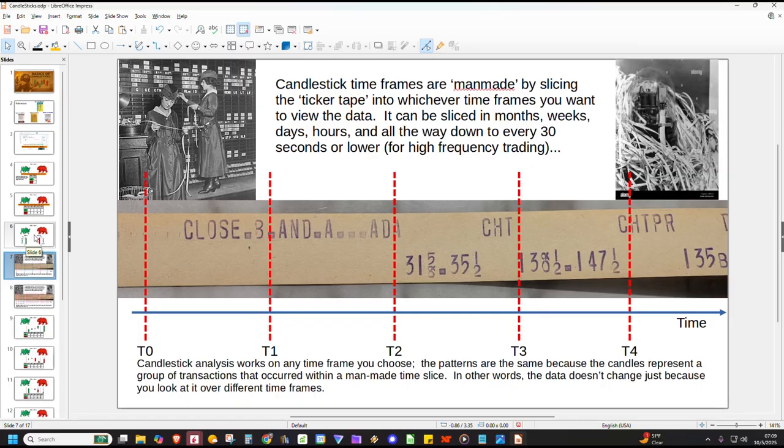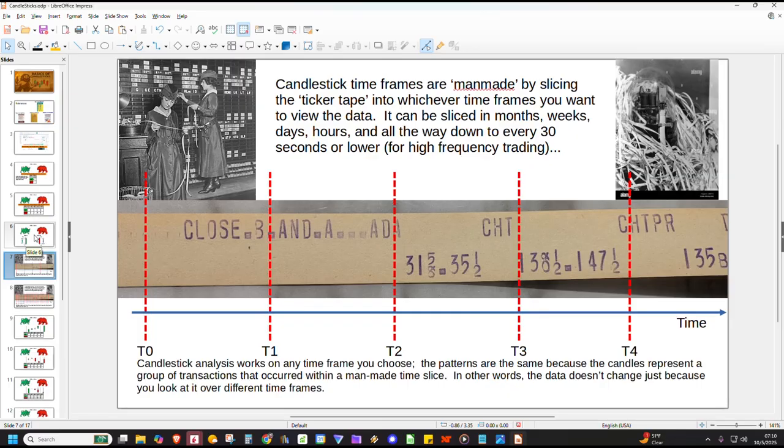Essentially what we're doing is taking these prices as they come off the ticker tape and slicing them up into different time slices, whether it's by day, hour, 15 minutes, 30 minutes, however. The key thing to understand is that the data is not changing. It's just continuously coming, and we're just looking at it in different time slices to see how it's moving over time. Because of that, candlestick analysis works on any time frame that you choose, because the patterns are just the same.